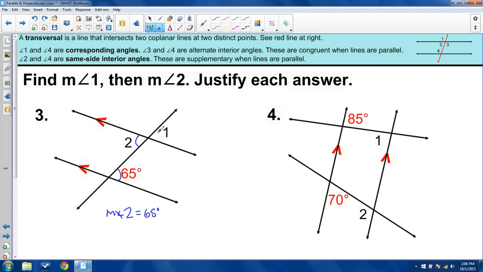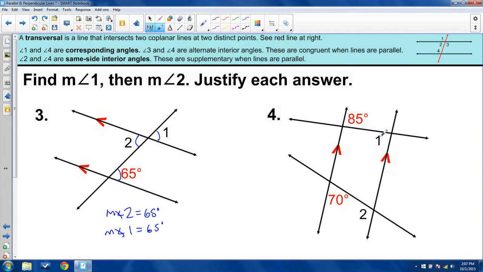The measure of angle 1 is a vertical angle with angle 2, and vertical angles are congruent, so the measure of angle 1 is also 65 degrees. Another way we could have gotten the measure of angle 1 was saying 65 and 1 are both corresponding angles with each other, and when lines are parallel, corresponding angles are congruent. So that solves for that one right there.